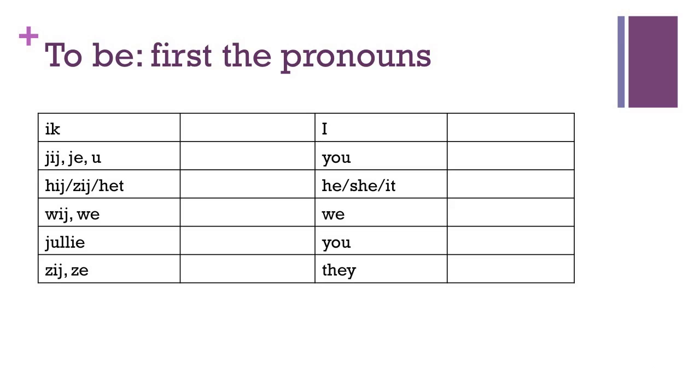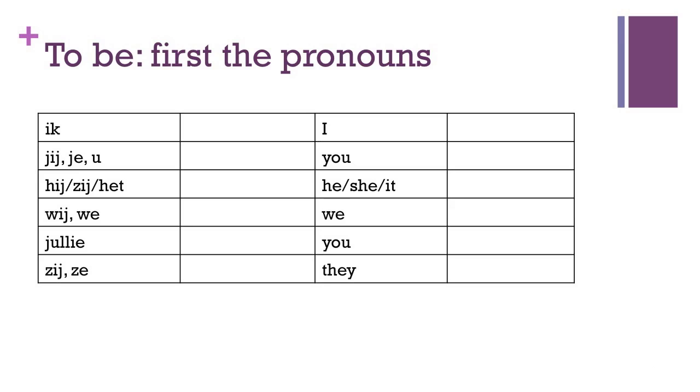Now, the third person singular: hij means he, zij means she, het means it. Wij or we can be used interchangeably, like jij and je. They mean we. Jullie is you in the plural, and zij or ze is they. Again, they can both be used. We can notice that zij in the third singular and zij in the third plural are the same. There is no way to know which one it is, except for the context.